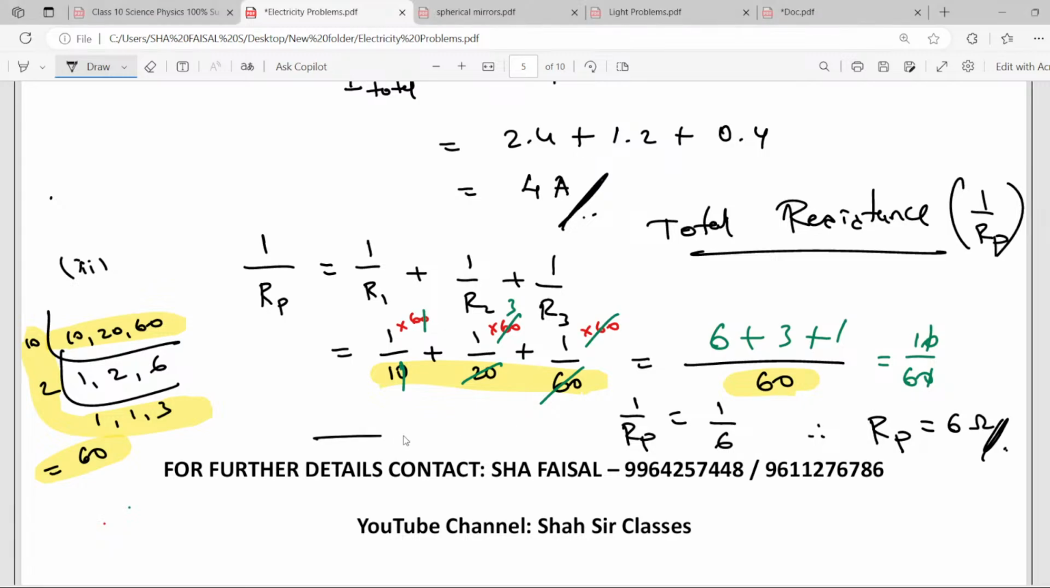Shall we proceed? So as you can see, 1 by Rp is equal to 1 by R1 plus 1 by R2 plus 1 by R3, which is 1 by 10 plus 1 by 20 plus 1 by 60. Take the LCM of 10, 20 and 60. You will get the LCM 60. After simplifying, 1 by Rp is 1 by 6. We have to take the reciprocal. So Rp is equal to 6 ohm.